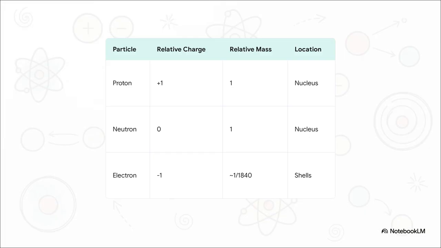Okay, this table right here, this is gold for your exam. Let's walk through it. So you can see the charges are pretty straightforward. Proton is +1, electron is -1, and the neutron, 0, zip, nada. Now look at the mass. We just say protons and neutrons each have a relative mass of 1, but look at the electron's mass. It's so incredibly tiny, it's almost nothing in comparison. Seriously, getting this table down will save you a ton of headaches.